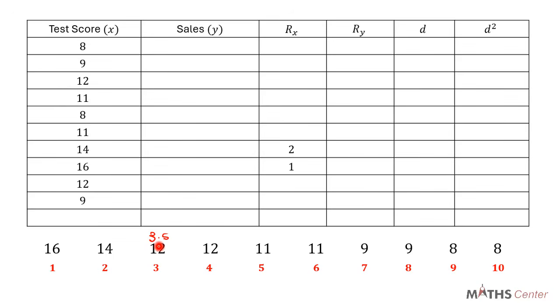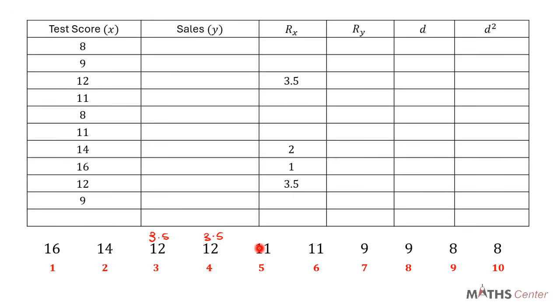So this first 12 will have a rank of 3.5 and this second 12 will also have a rank of 3.5. And so in the table, 12 will have a rank of 3.5 and 12 here will also have a rank of 3.5. So anytime you have a particular score occurring more than once, you add the ranks for that particular score and then you find the average. Let's move on to the next one.